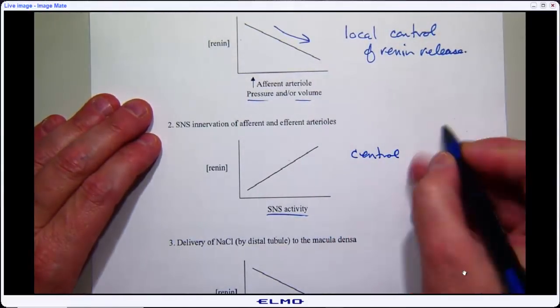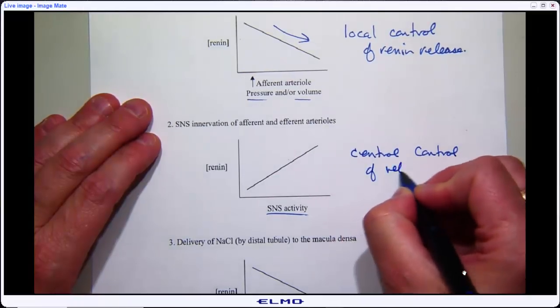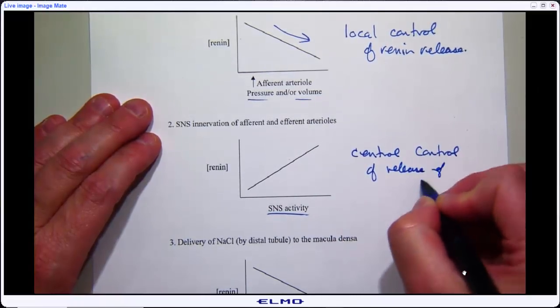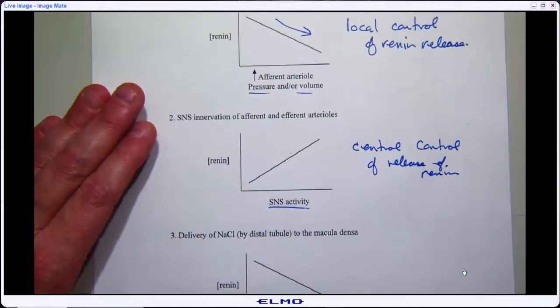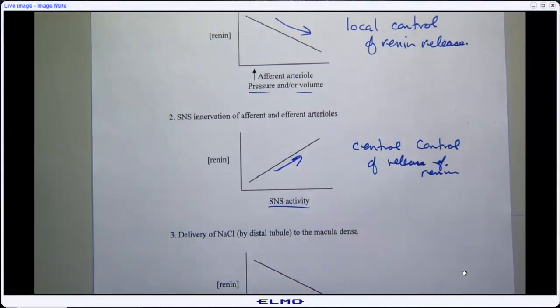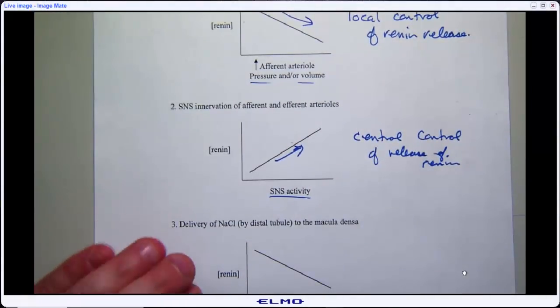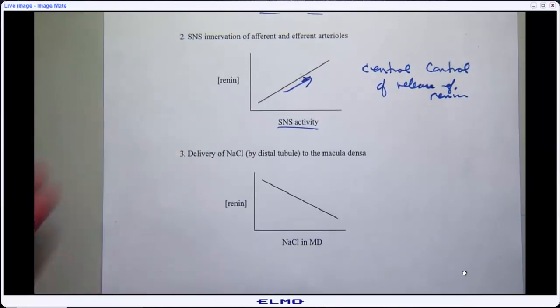So, central control of the release of renin. Increased SNS activity, bam, increased renin, which is going to be increased angiotensin 2, increased aldosterone. They come out as a group. All right. And we'll see how those work when we put the whole body back together. And then there's this other little weird one.